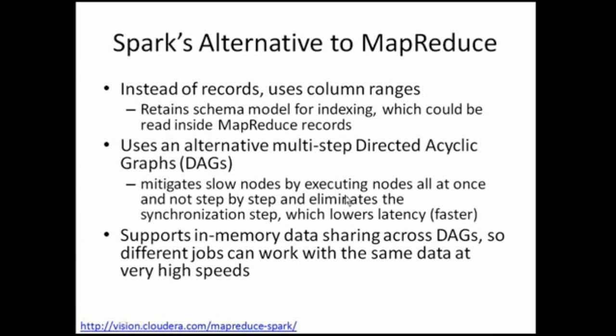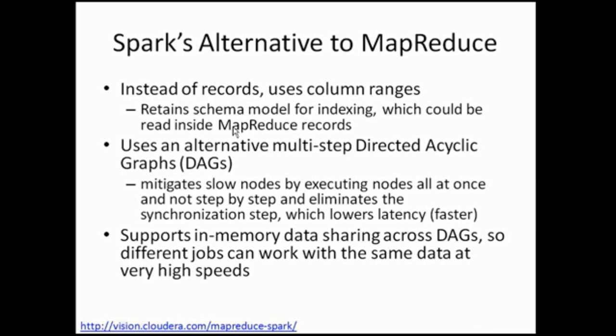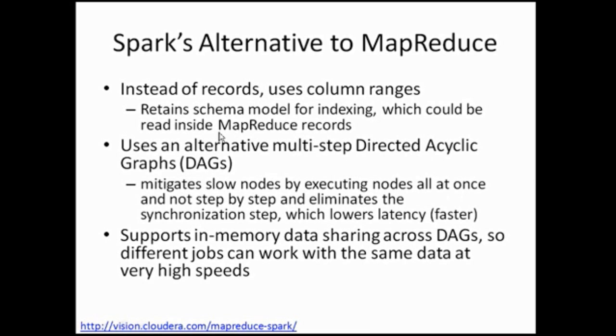So Spark's alternative to MapReduce is that first, instead of records, it uses column ranges. And with column ranges, it retains the schema level model for indexing, which can be read inside the MapReduce record. It also uses DAGs, called directed acyclic graphs, which mitigates slow nodes by eliminating the synchronization step. So it just runs all the nodes at once with no synchronization and lowers latency. And it also supports in-memory data sharing across DAGs, so jobs can be done at very high speeds.